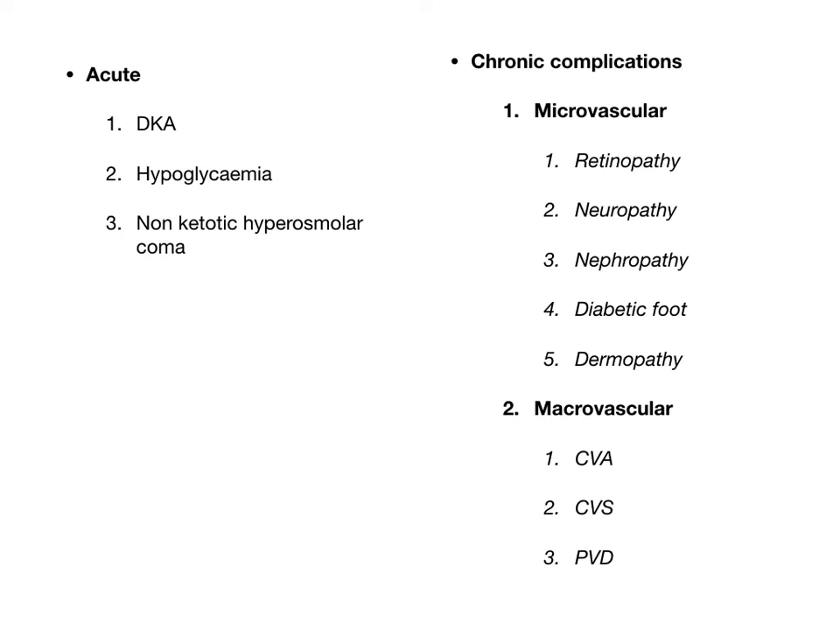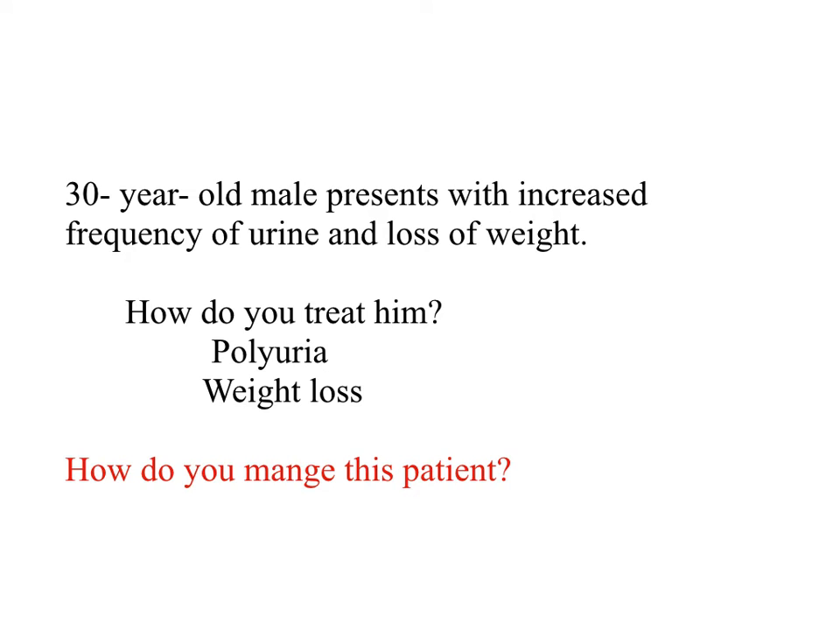Now assume that you have taken the history, you have sent the blood samples, and you have diagnosed this patient as a diabetic patient. Now what are you going to do with this patient? What is your management? All these problems are because of the lack of insulin. Your target should be to give insulin to this patient.